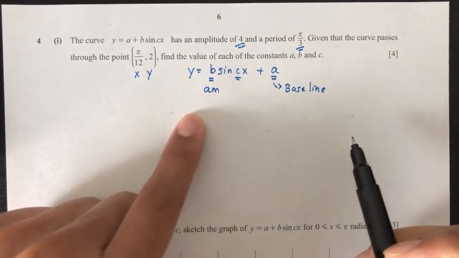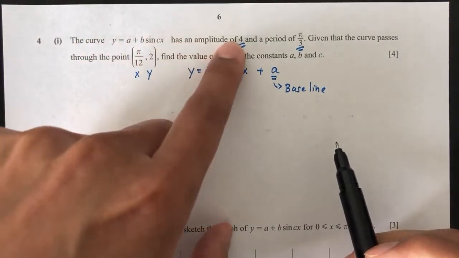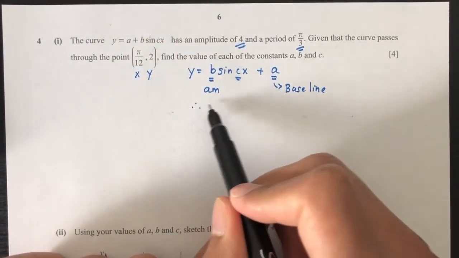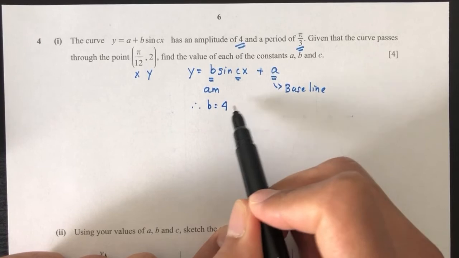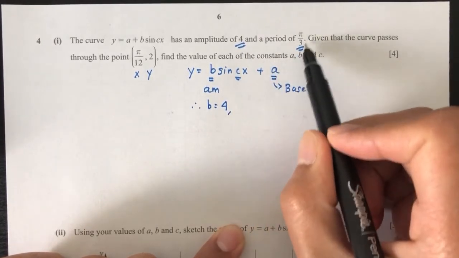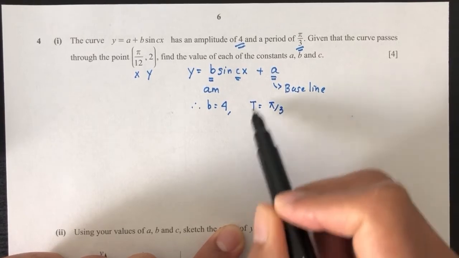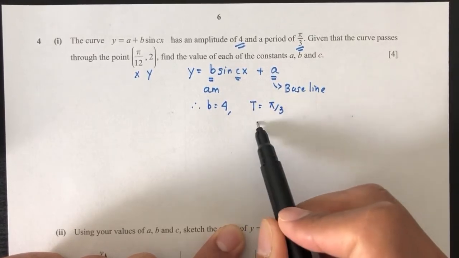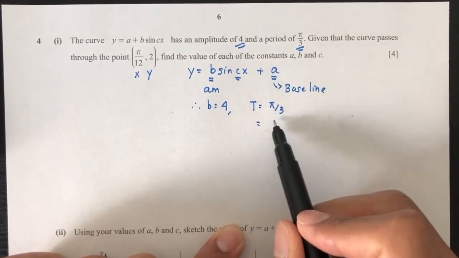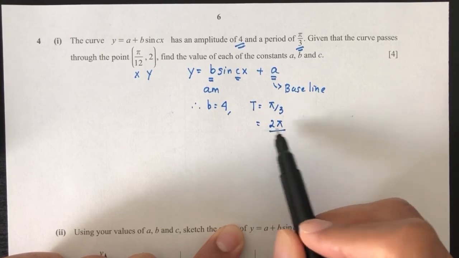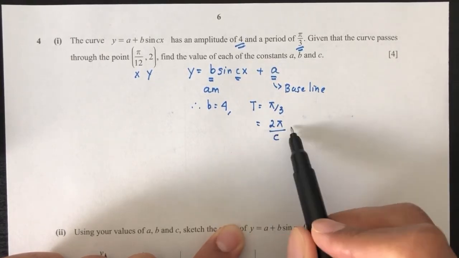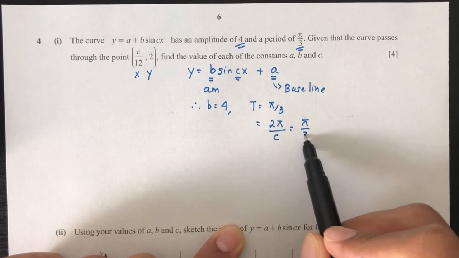So let's replace and find the value. The amplitude here is equal to 4, so basically the value of b is 4. The period is T equal to pi by 3. So how do you find T? Usually T is found by taking 2 pi divided by c, equal to pi by 3.